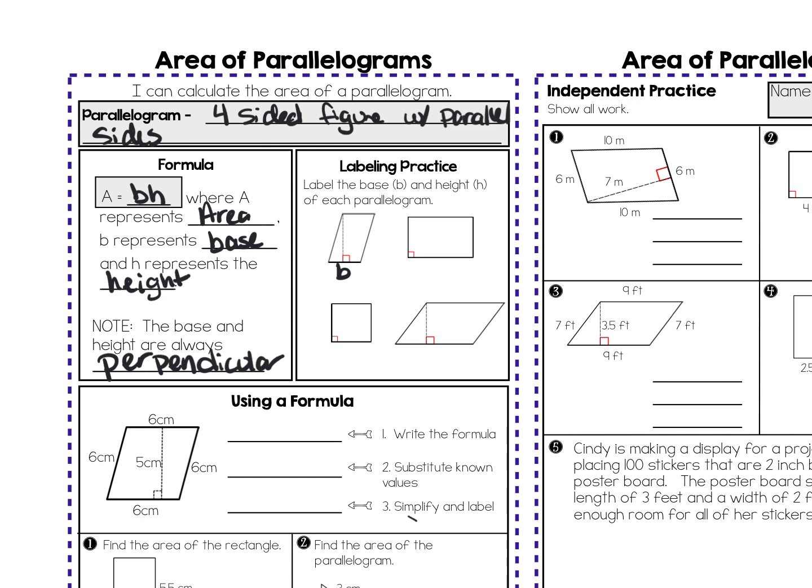Sometimes I like to measure it like this, make the actual letter H with the height to remind us that it goes straight, not slanted, right? The height is straight. So then we have our base and exactly perpendicular to that, our height, base and height. And we have our base and then exactly straight perpendicular to that is our height.